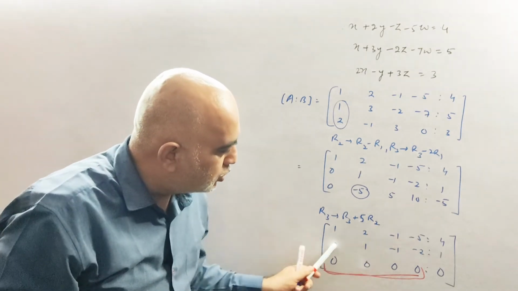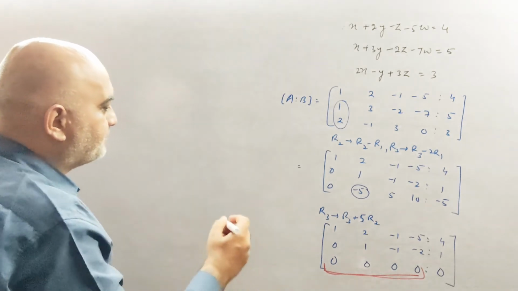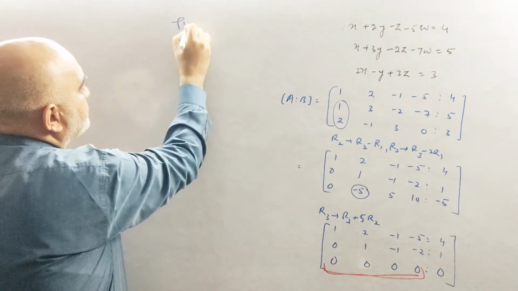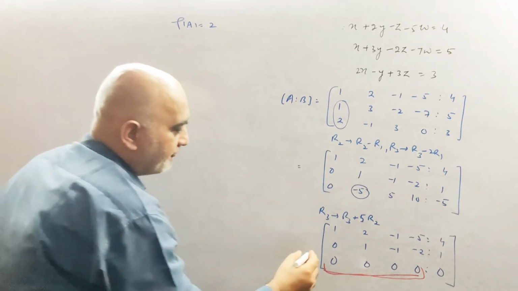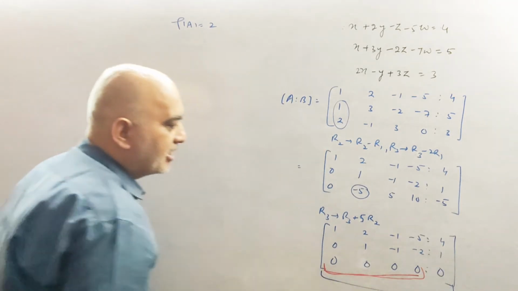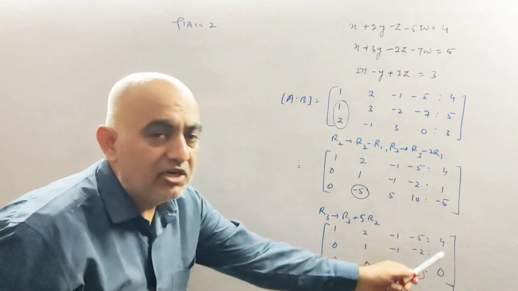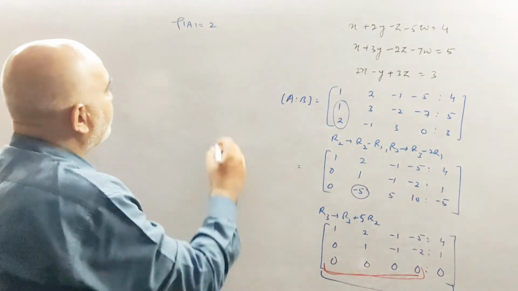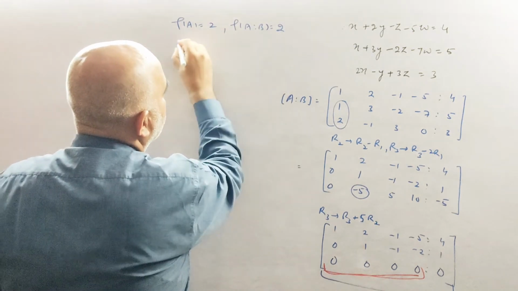Here, two rows are non-zero and the third is 0. So the rank of A is 2. There is no issue. And whenever you check the whole augmented matrix AB, again two rows are non-zero, so the rank of AB is also equal to 2.